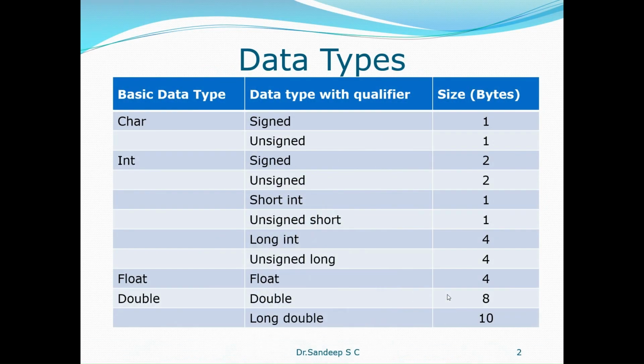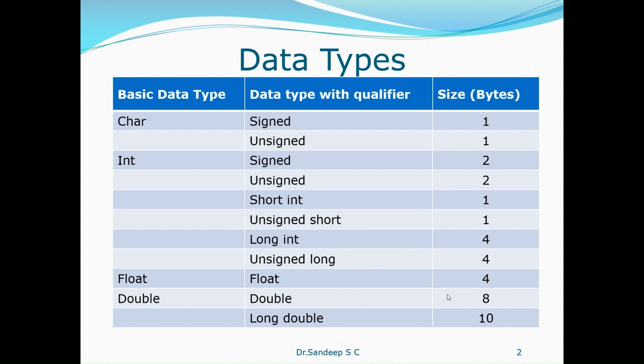When we talk about data types, the four basic data types immediately come to mind: character, integer, float, and double, which are very common data types used in most programming. Along with these, we have the qualifiers: signed, unsigned, short, and long. These qualifiers change the size of the data type. By default, the size of character is 1, integer is 2, float is 4, and double is 8. However, the size of a data type depends on the compiler. It is compiler specific.